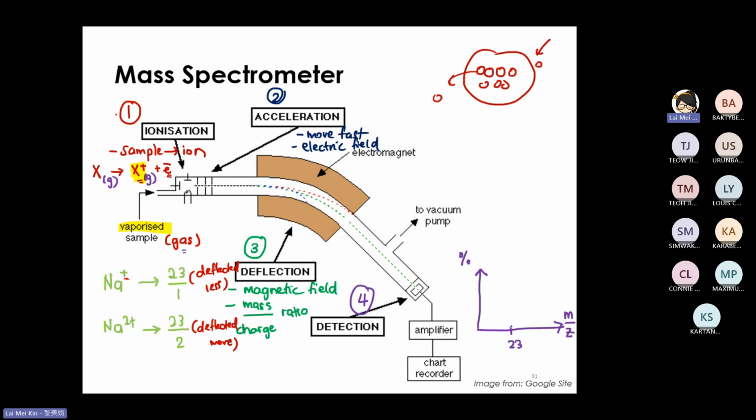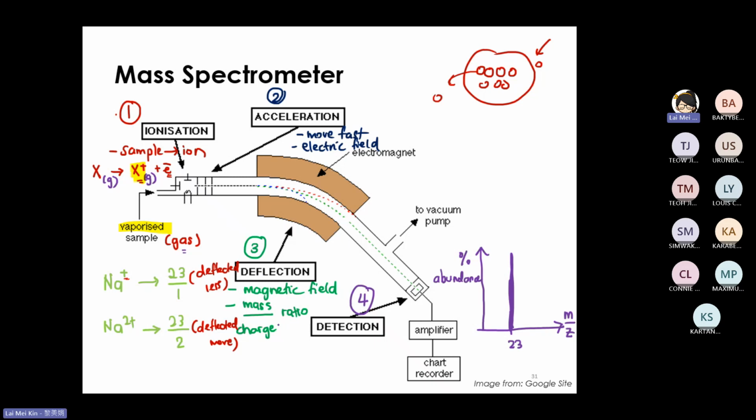So one time sodium positive hits, I produce a peak. Second time it hits again, a higher peak. Third time it hits again, a higher peak. The more times I detect a sodium positive ion, the higher the peak, the higher the percentage. And we call this percentage abundance.